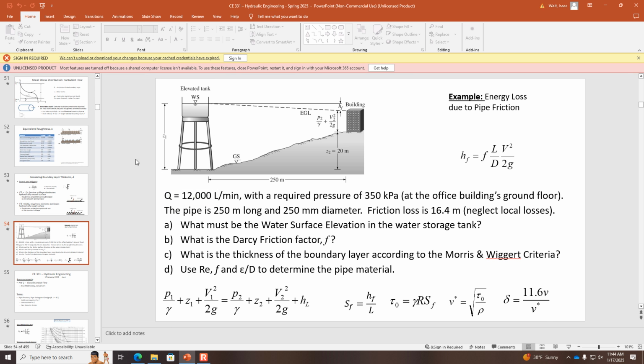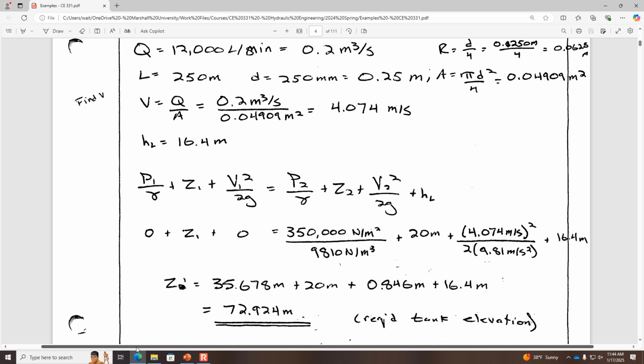Continue working if you're still plugging through the numbers. 12,000 liters per minute is 0.2 cubic meters per second, which gives us a flow velocity. If you calculate the area, area is pi d squared divided by 4.